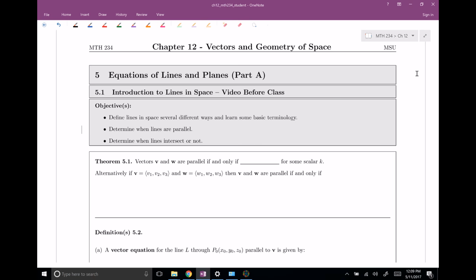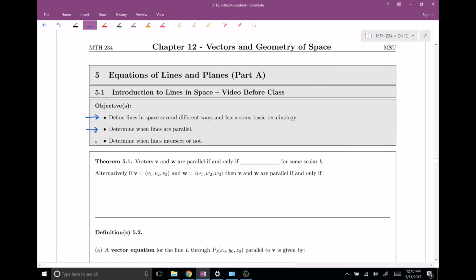And in this video, we have three smaller objectives, right? I want to be able to define lines in space and be able to talk about them. So we need some terminology. I want to be able to tell when lines are parallel, right? So if I give you a couple of lines, kind of like an algebra question, do the lines intersect? Are they parallel? What's going on with them?